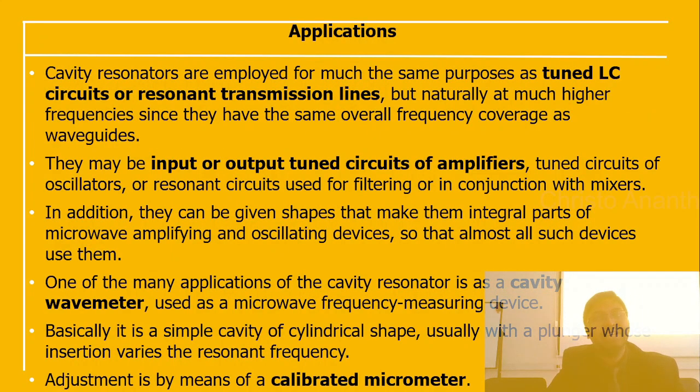So in the applications, as I told you, you can use it as a tuned LC circuit or maybe a resonant transmission line. Naturally, at much higher frequencies they can be used for better coverage, like the waveguides. They can be input or output tuned circuits of the amplifiers, tuned circuits of the oscillators, or resonant circuits used for filtering, or used in conjunction with the mixers. In addition, they can be given shapes that make them an integral part of the microwave amplifying and oscillating devices, so that almost all devices try to use them.